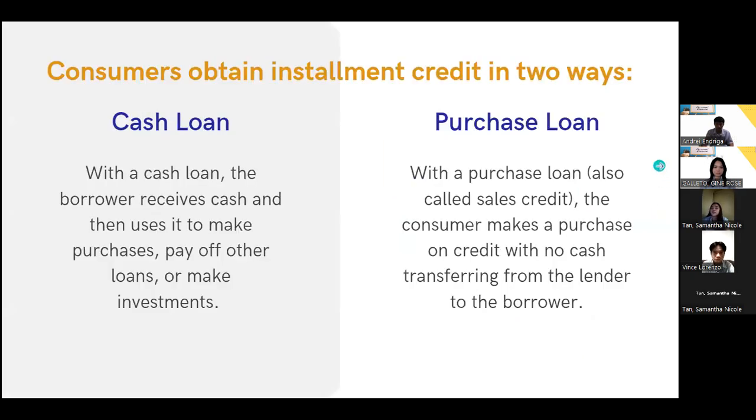So consumers obtain installment credit in two ways. So the first one is cash loan. It is a type of loan kung saan pwede na siya ma-deposit sa bank account mo or directly mo na makuha in the form of cash. So ginagamit tong cash loan if kailangan mo ng quick cash. For example, for emergency expenses, pagbabayad ng bills or paying of other loans. So next is the purchase loan. Ito naman yung purchases ng consumer who do not render a payment in full at the time of purchase.